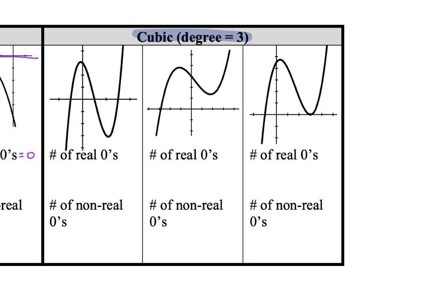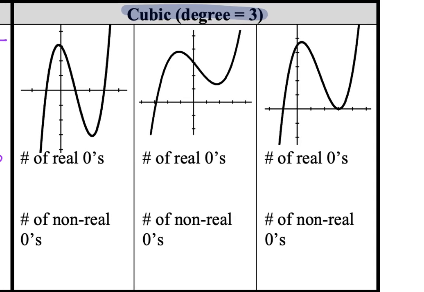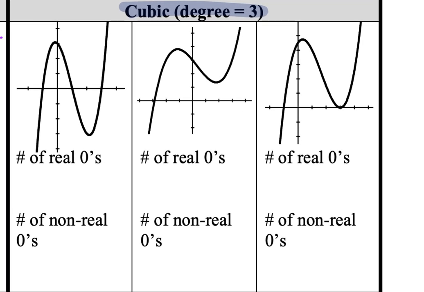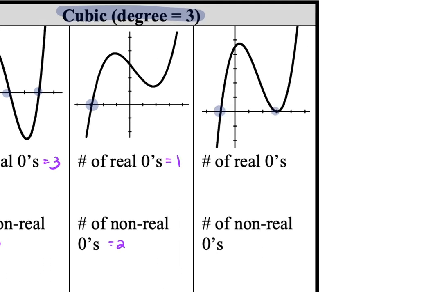Okay. All right. So now it's a cubic, so the degree is 3. That means these all have to add up to 3, right? So if I look at that first one, how many real roots are there? 3 real roots, which means there are how many non-real? 0. Go to the next one. How many real roots are there? 1, which means there are how many? 2. Good. And the last one, how many? 3. Good job, people.